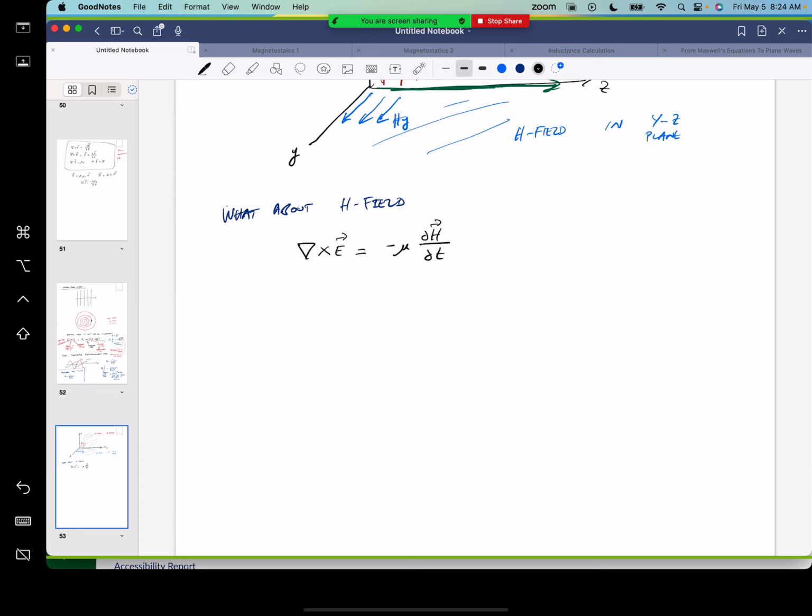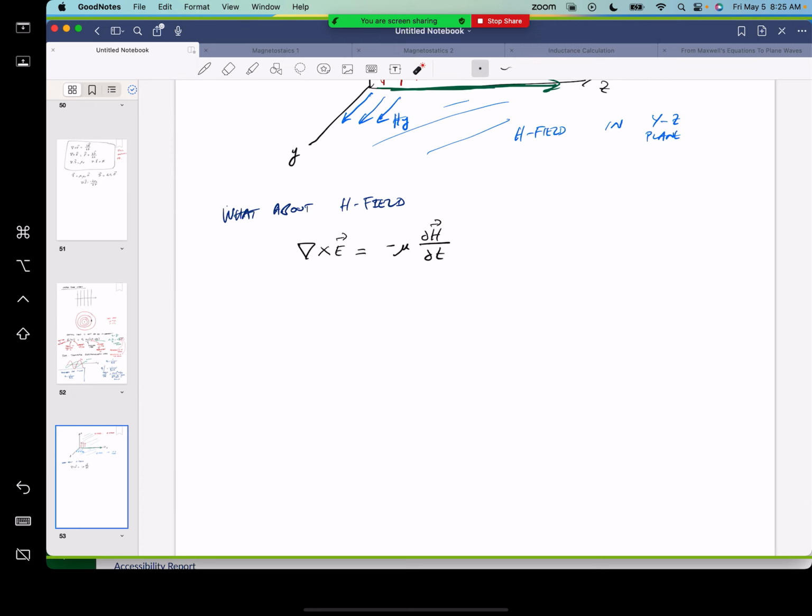Okay, so basically we have this electric field, I just defined it in the form of this wave equation. And that's equal to mu times the rate of change of the magnetic field. So if I take the curl of the E field, then I can integrate it with respect to time and get the H field. Okay.